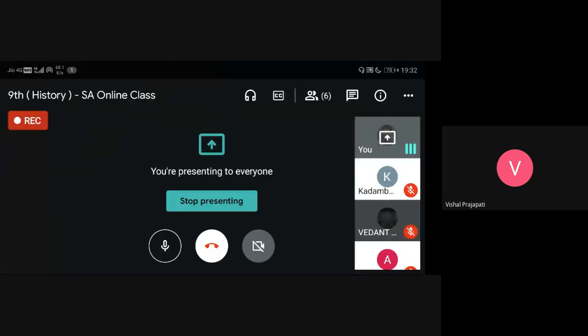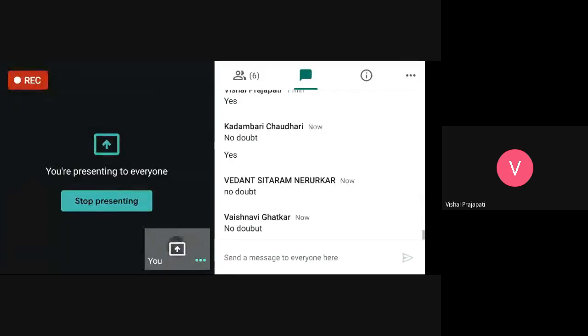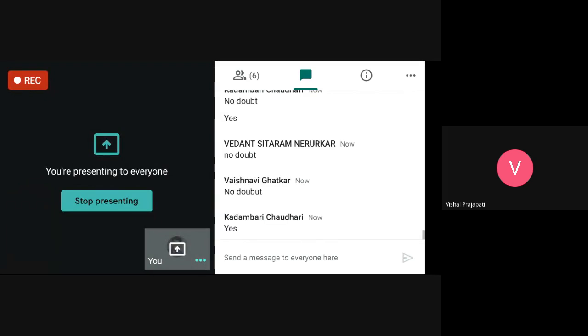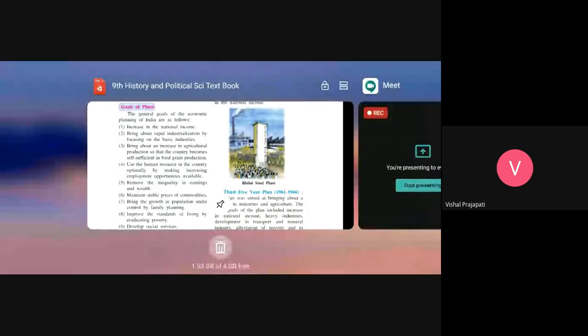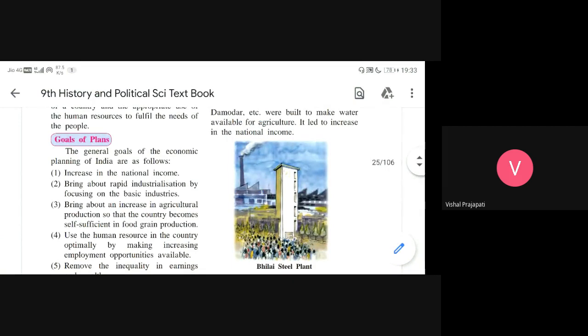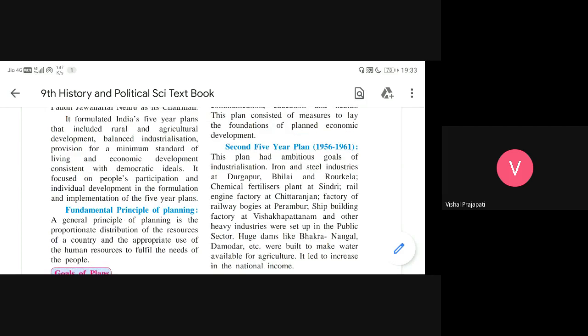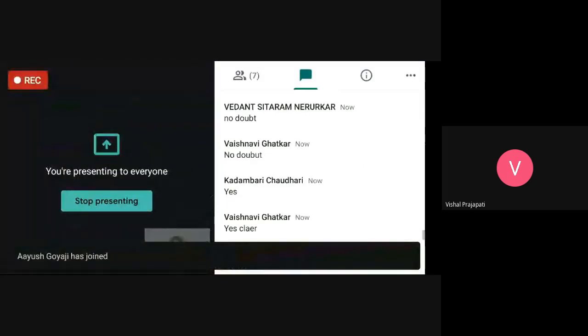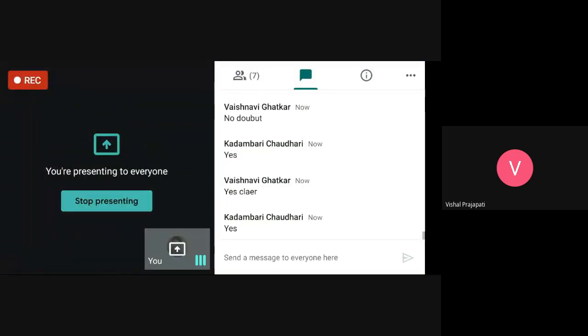Okay, I hope my voice is clear to everyone. Just now we have seen the goals of the plans. What were the goals of the plans? Plans means these 5-year plans, which are still going on. Now we have replaced the Planning Commission by Niti Aayog, right? Have you heard about Niti Aayog? Okay, Kadambari has heard about it.